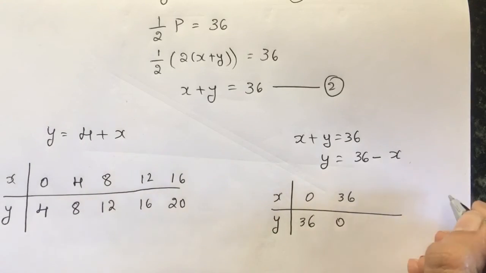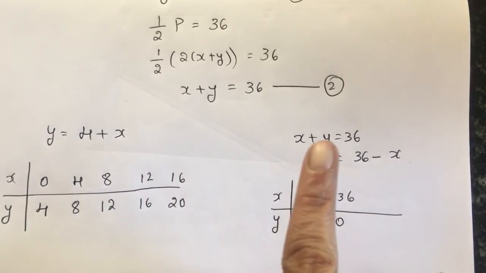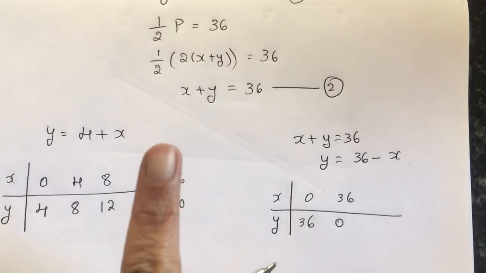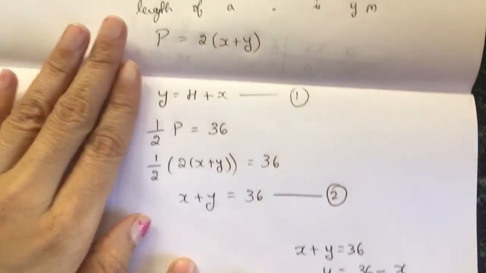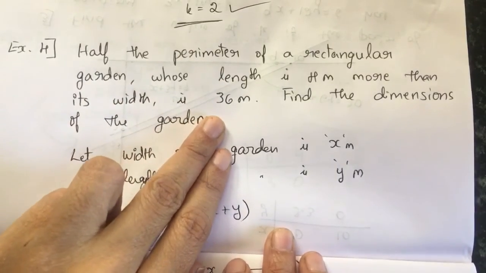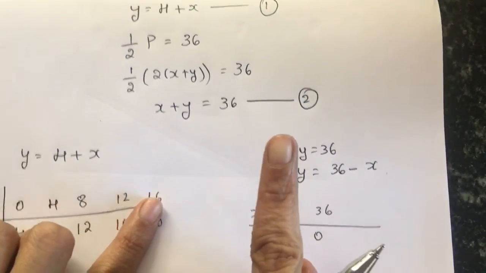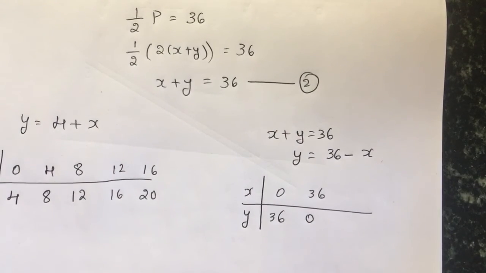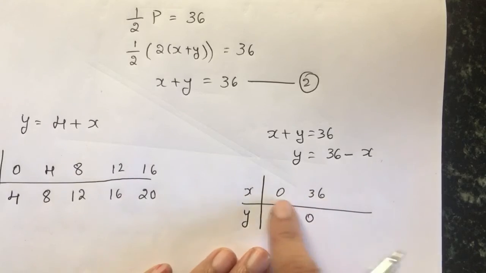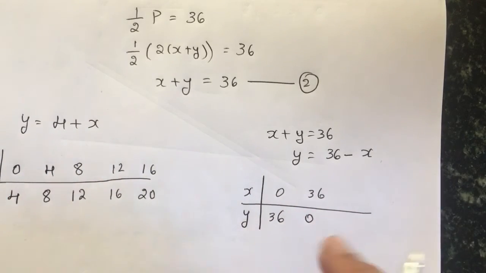You can try giving many values depending on the first table. Since this is a situation where you can get only one solution, because you have to get the dimension whose half of the perimeter is given, with these two conditions you can make out that you are getting only one solution. So you have to check for that particular point. Once you have done one table, put the same values of x here to check the corresponding values of y.